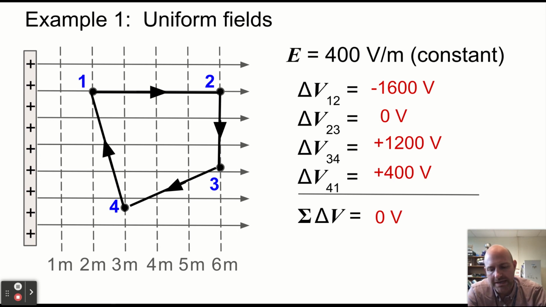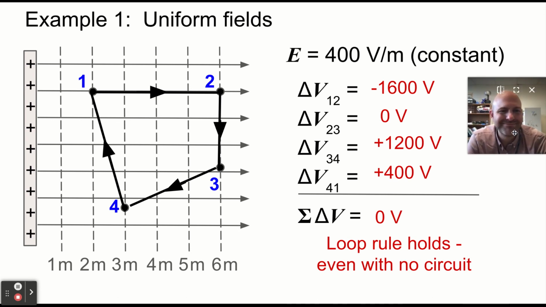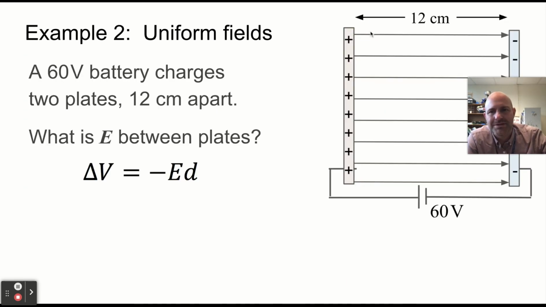You're starting and ending in the same spot, which is exactly what you would expect. So this is the loop rule. Even if there's no circuit there, the loop rule still holds, which is kind of interesting. The loop is less clearly defined. We have to define it instead of it being based on a circuit path, but it still works.